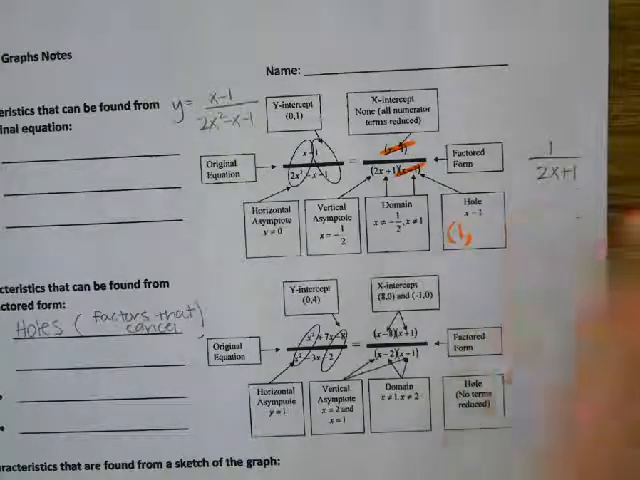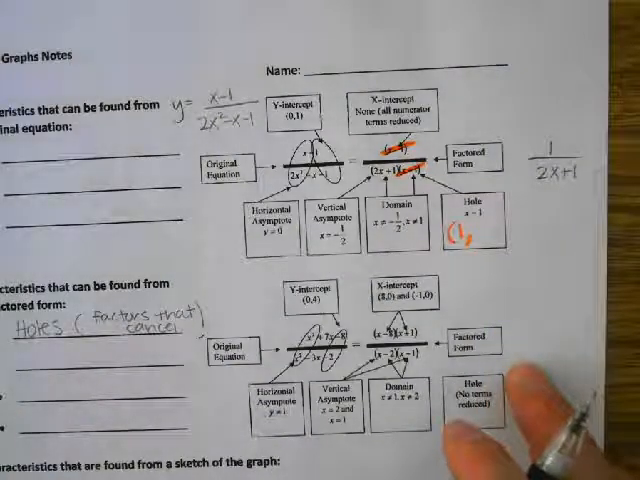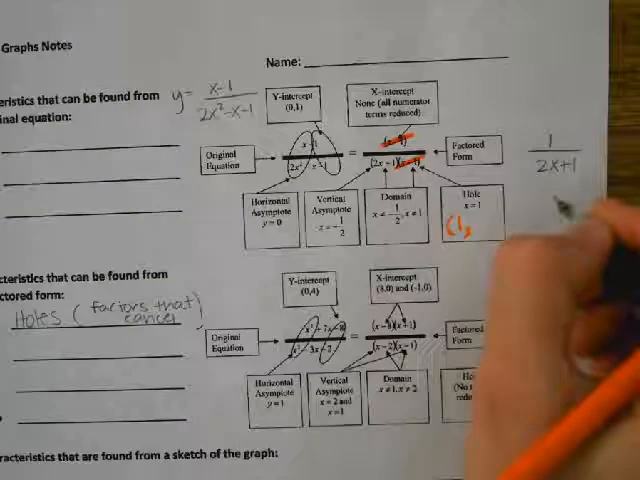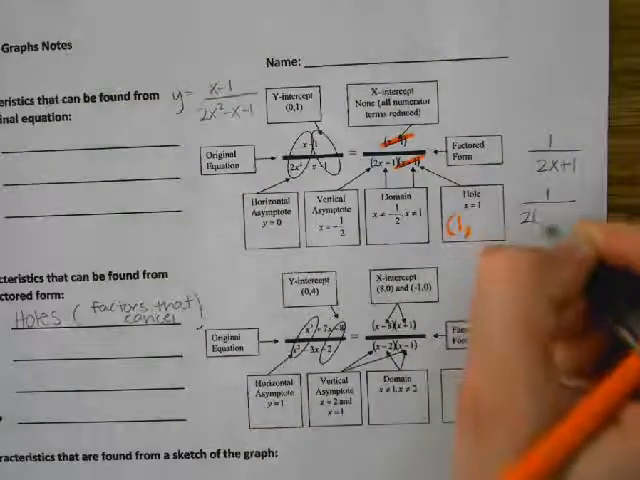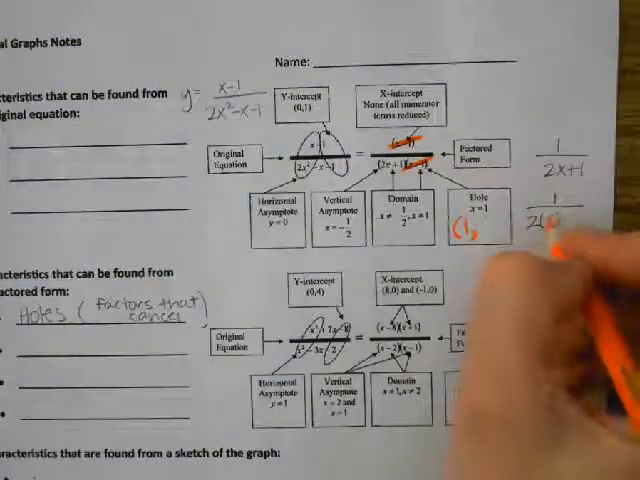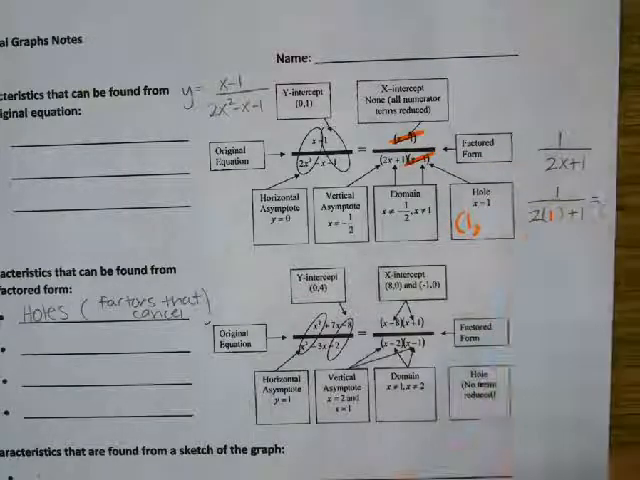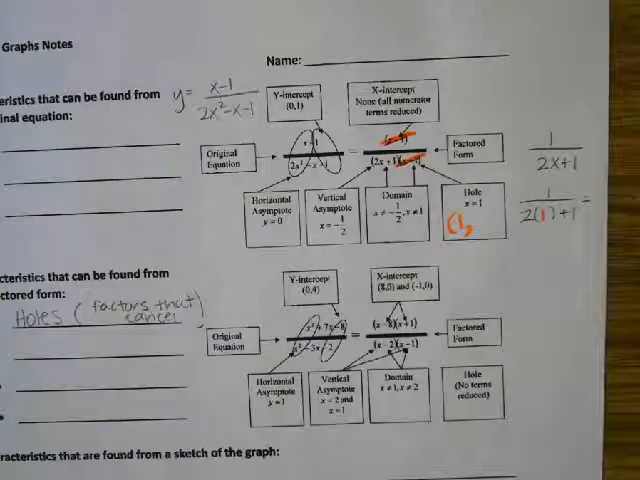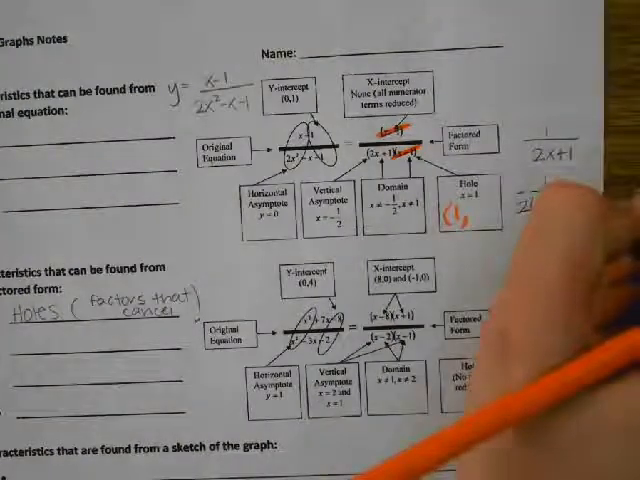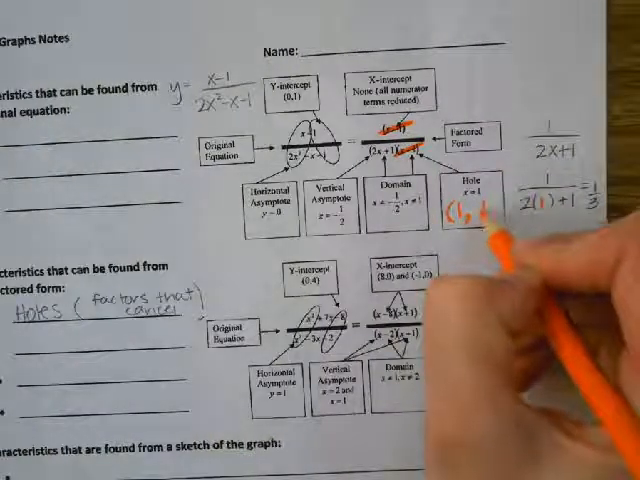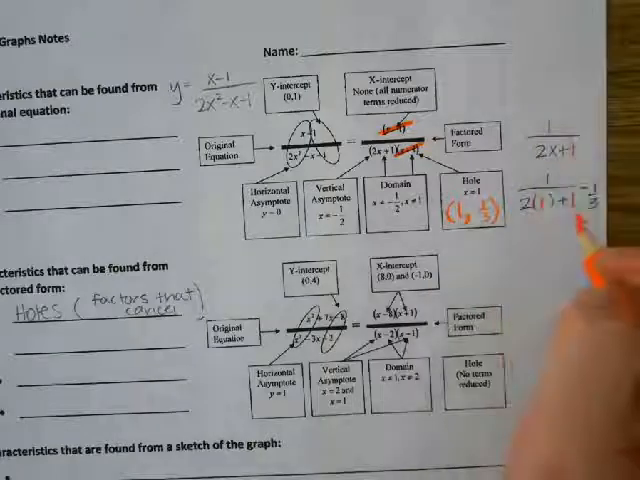Isn't that 1 over 3? Yep, and so if I want to find my y coordinate, then I need to take the 1 and plug it in for x. So 1 over 2 times 1 is 2, and 2 plus 1 is 3. So that gives you a y coordinate of 1/3. So there's the hole at 1/3.